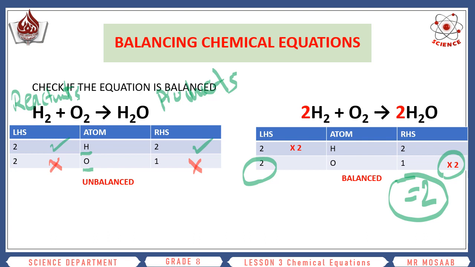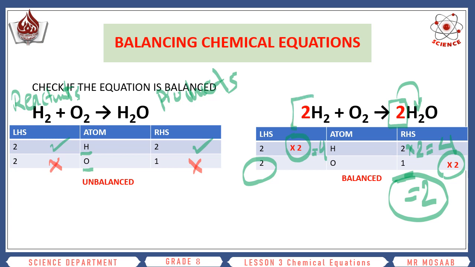But once we change the oxygen here and put it here as a coefficient, now also the hydrogen is changed in the product. So 2 multiplied by 2 for hydrogen. So hydrogen becomes 4 hydrogen atoms. Now how to balance it? We must also multiply the reactants, the hydrogen, with 2. So 2 multiplied by 2 also equals 4. Now the equation is balanced.